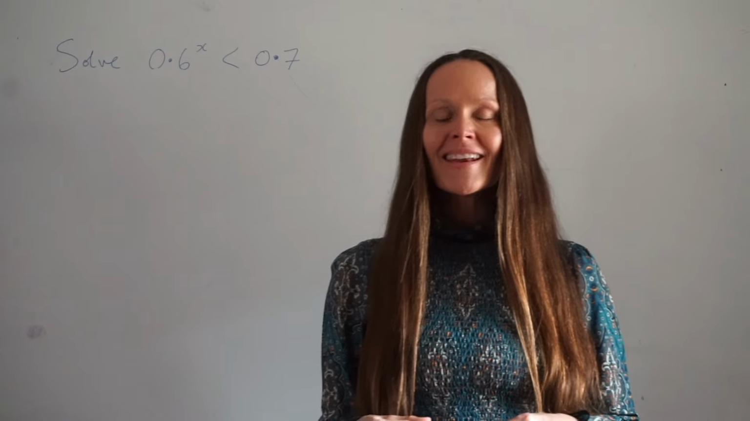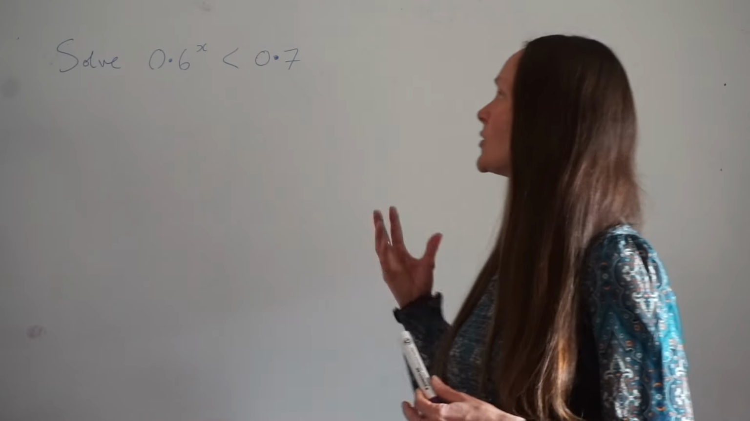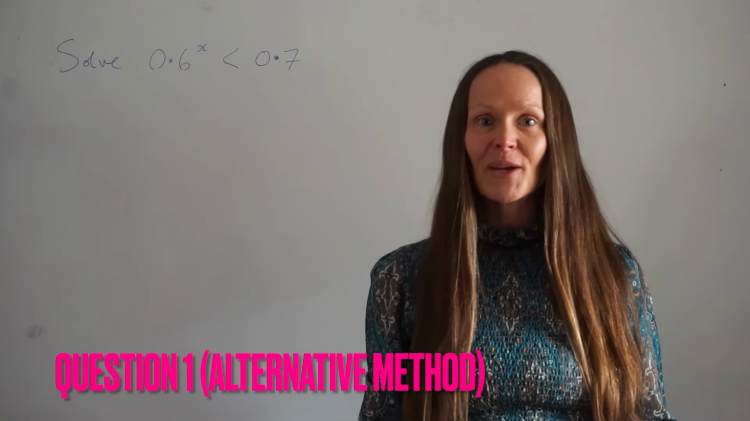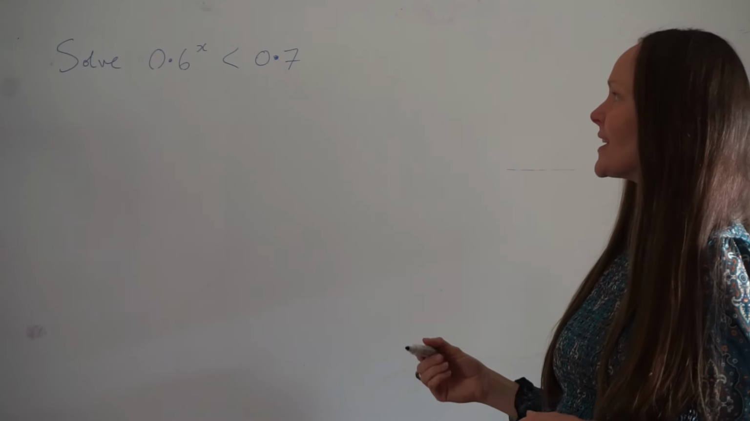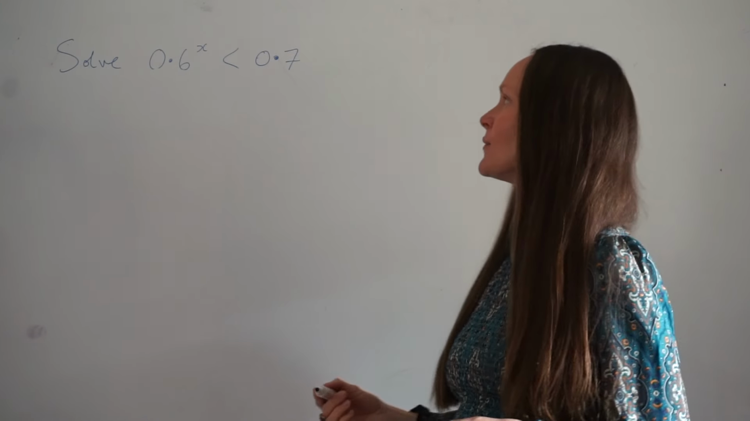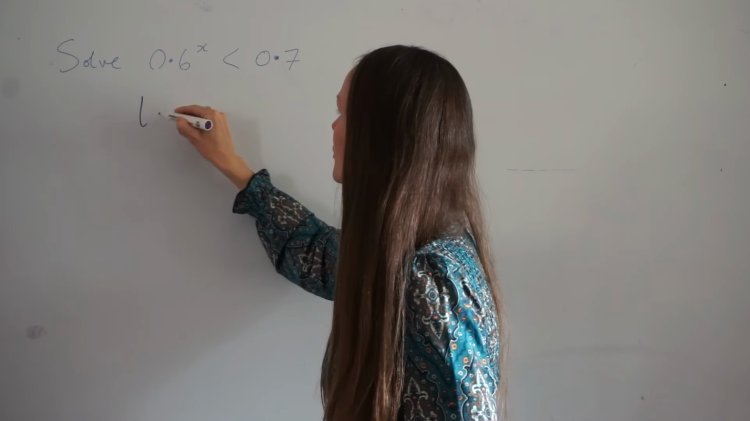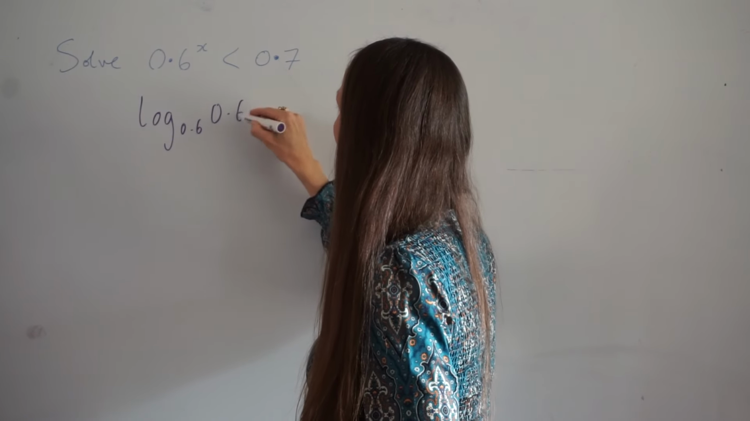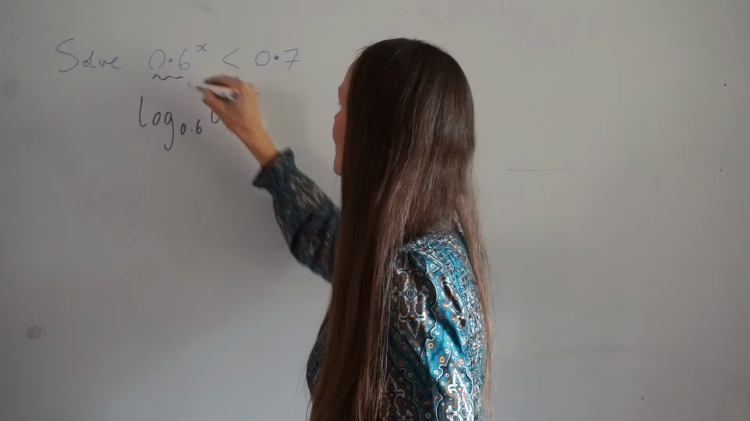So before we go on to the next example, I'm just going to show you an alternative method for solving this same inequality here, as I do think it's a bit quicker, okay? So previously we took log base 10 on both sides of the inequality. This time I'm going to take log base 0.6 instead. Okay, so I'm just using this base number here.